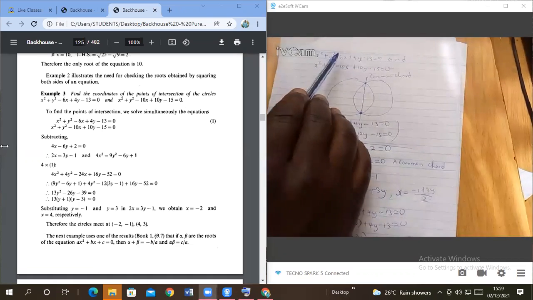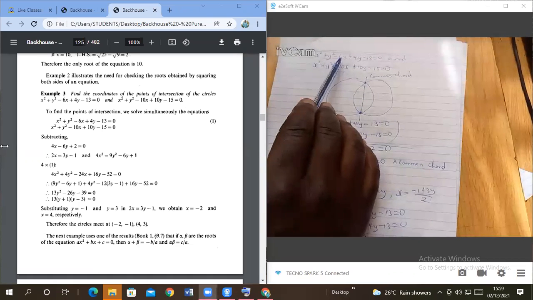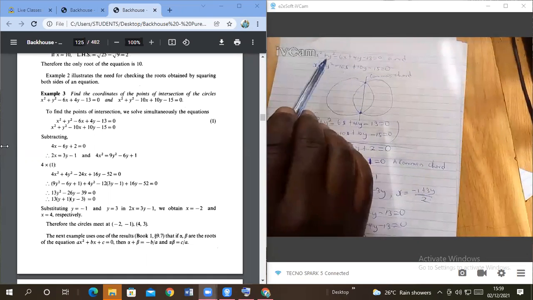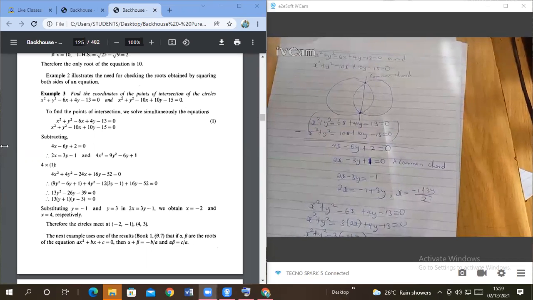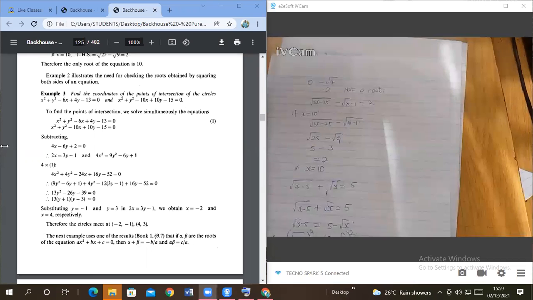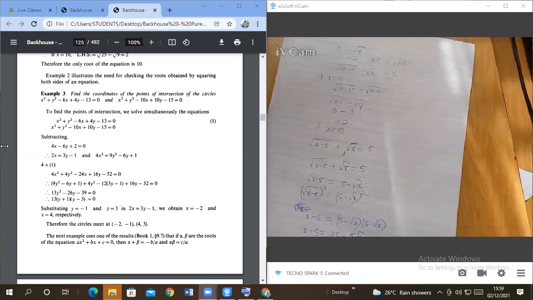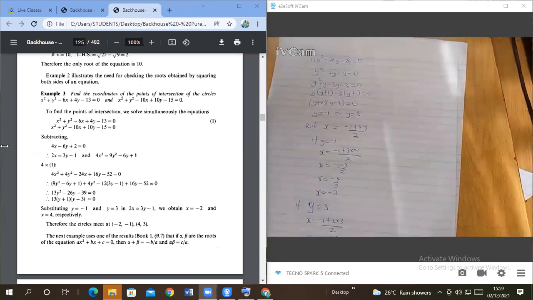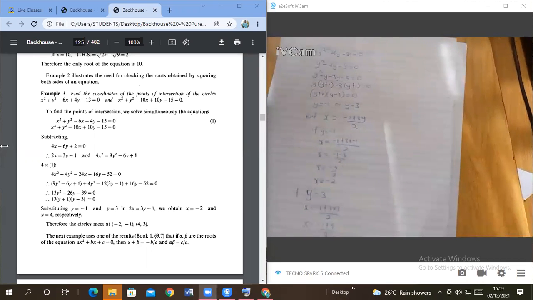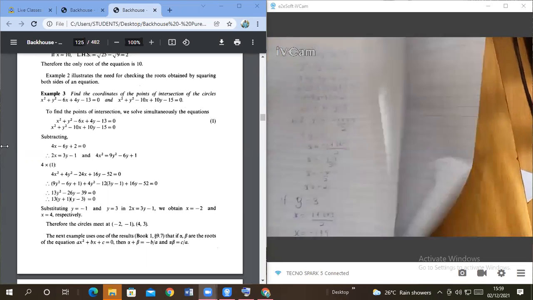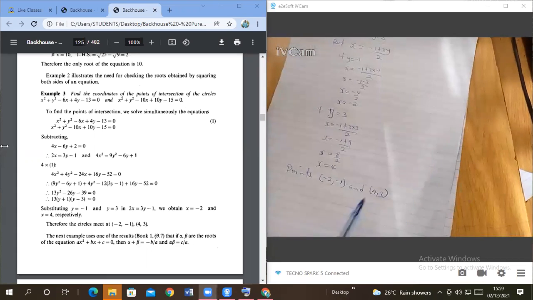Then you make either x or y the subject in the equation of the common chord. Then you substitute in one of the two equations. After substituting, you will generate a quadratic equation in one unknown, and you get the value of that unknown. Then you go back to the equation of the common chord and get the value of the other missing unknown, and write the points as coordinates like we have done here. Are we together?